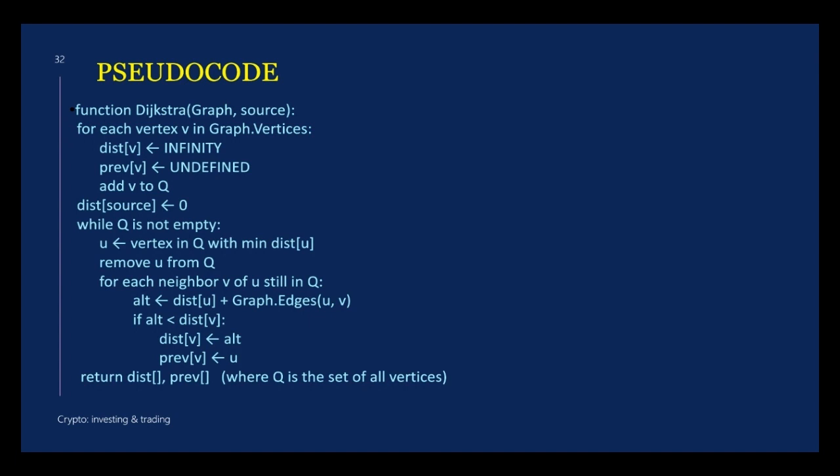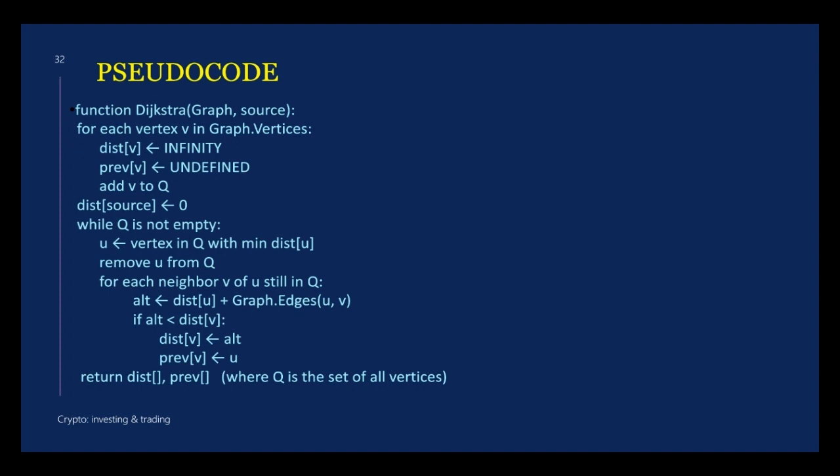Initially, it will be infinite, but there might be cases when we find the cost of a particular node twice or thrice. So, in those cases, if the newly found cost is less than the existing cost for this particular node, then we update the cost of this node and also update the previous of this node to U. And we return the distance and previous.